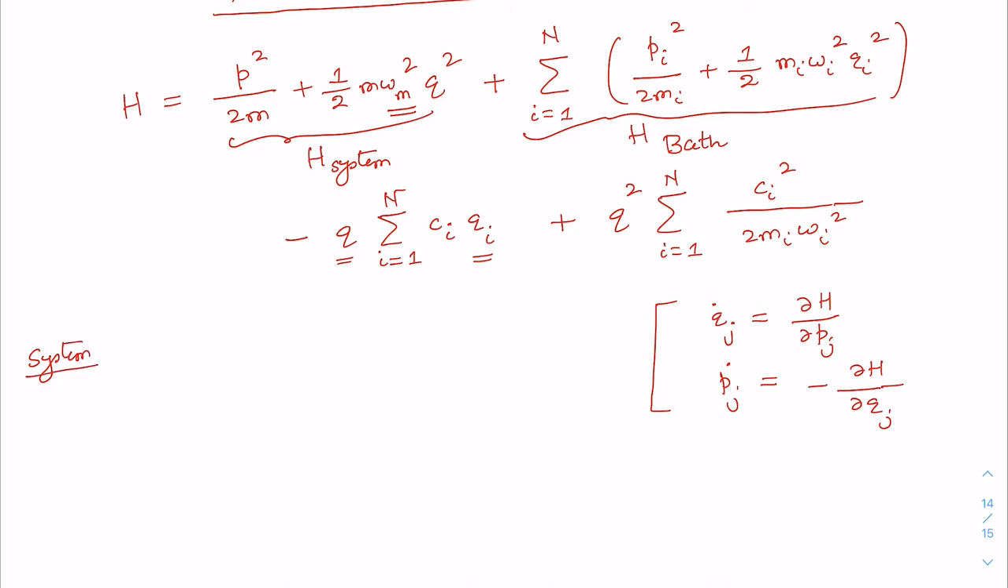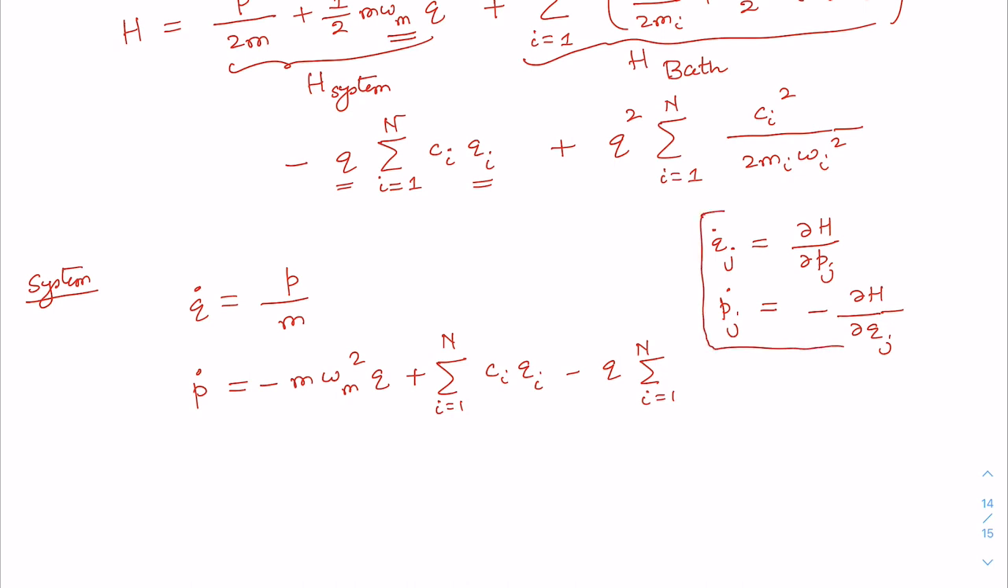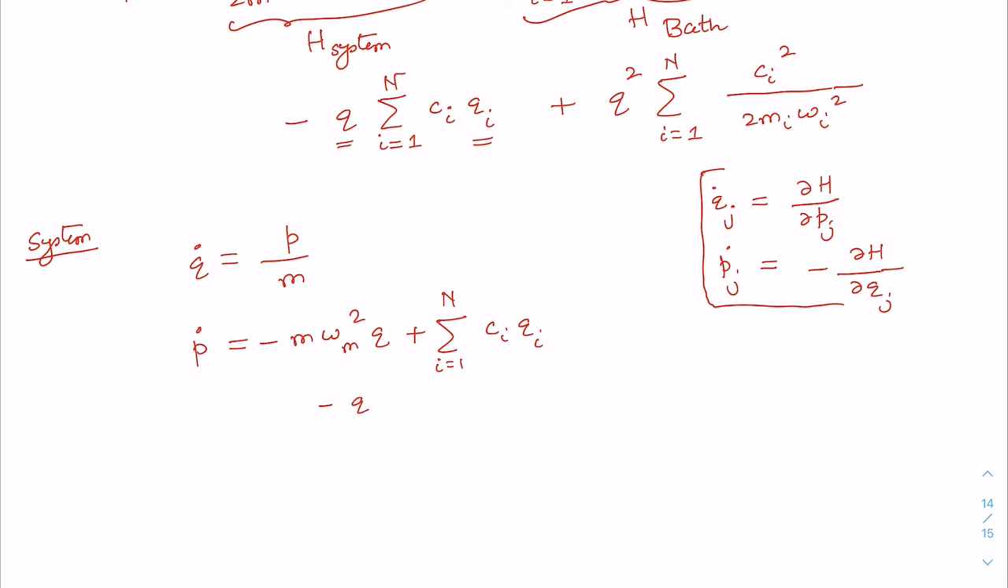Let me first write it for the system variable. That would be q dot is equal to p by m, and p dot is equal to, you can easily verify it, p dot is equal to minus m omega m square q plus summation i is equal to 1 to n ci qi, and we'll have minus q summation i is equal to 1 to n. Okay, let me write this part separately to avoid confusion. So I have minus q summation i is equal to 1 to n. I urge you to verify it, whether we are writing it correctly or not. You can check it.